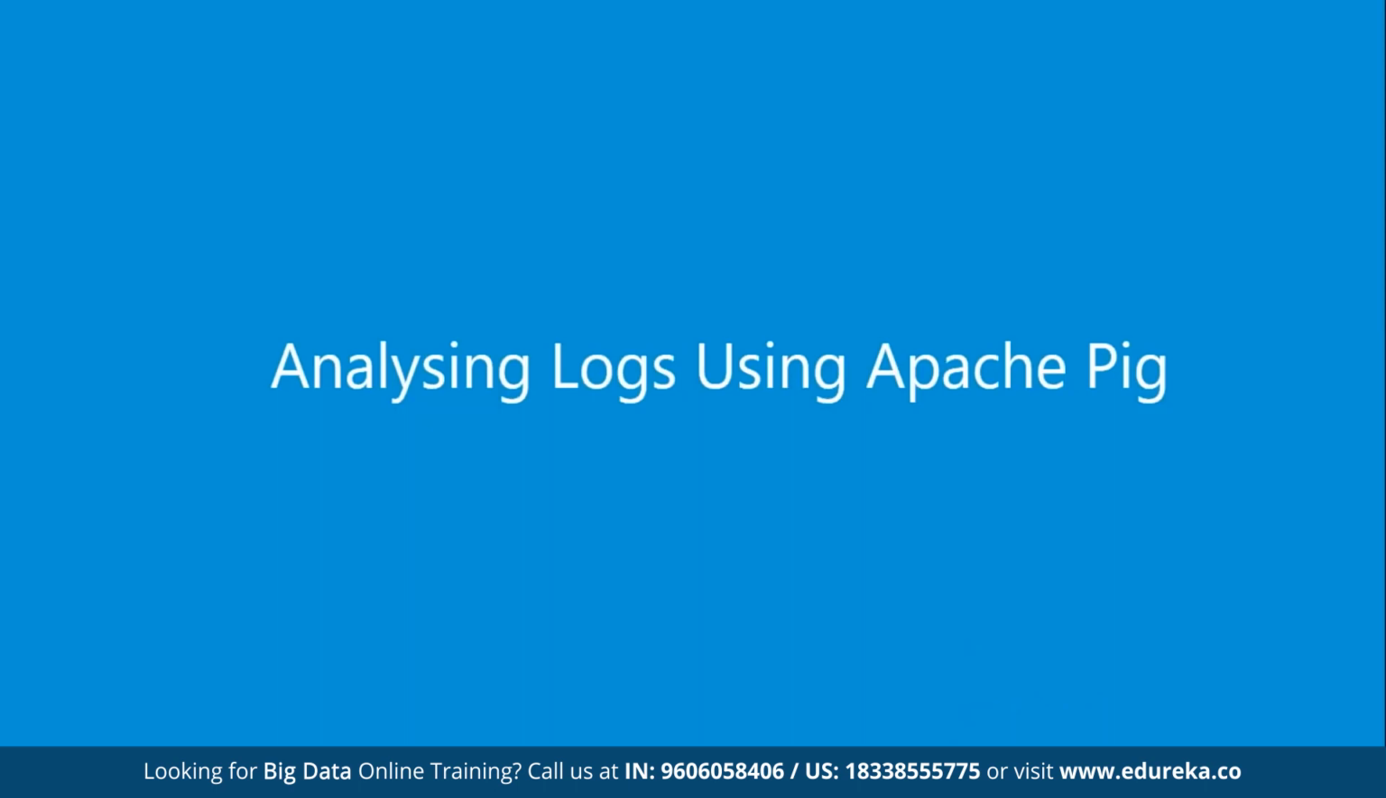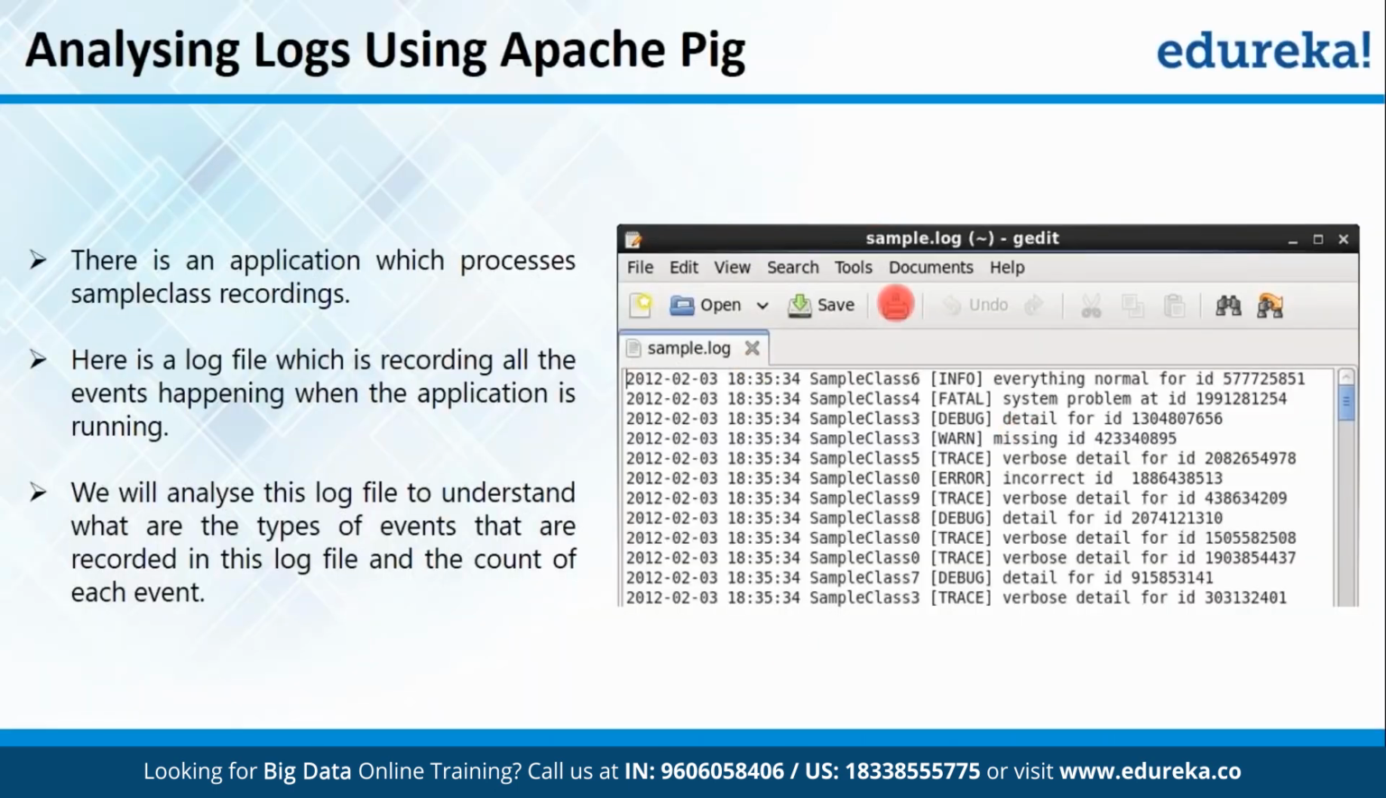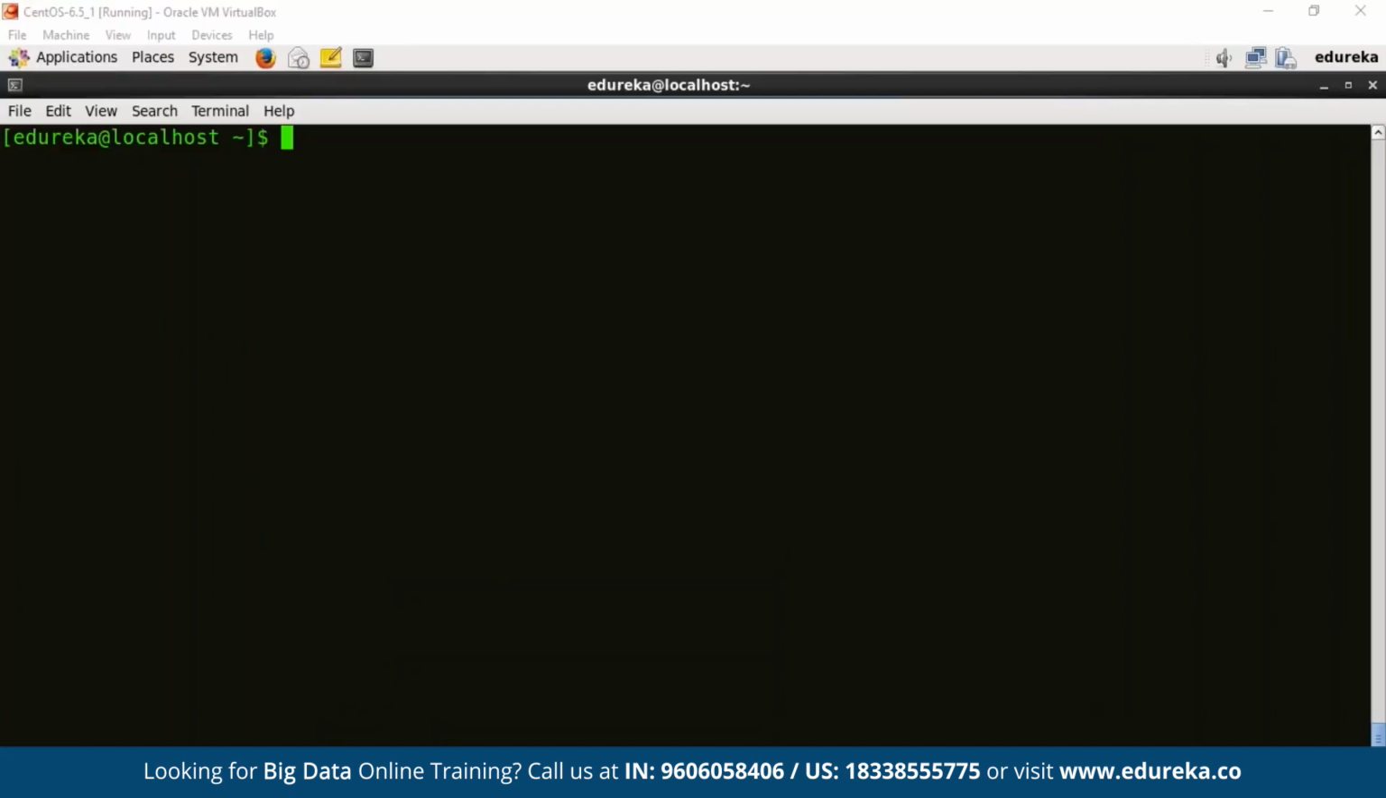Now we'll see how to analyze logs using Apache Pig. So this is the log file that you have. This log file has been created by an application which processes the sample class recordings. This log file is generated when the application is running and it records various events into the log file. So the task is to understand what the various events recorded in the log file are, as well as the frequency of these events. First of all, let me show you the sample log file that we have.